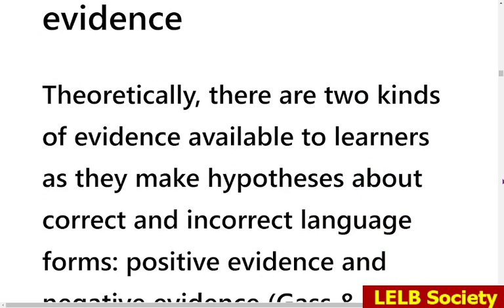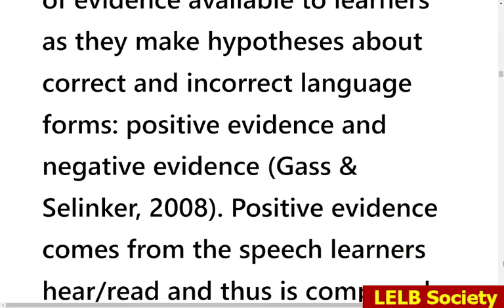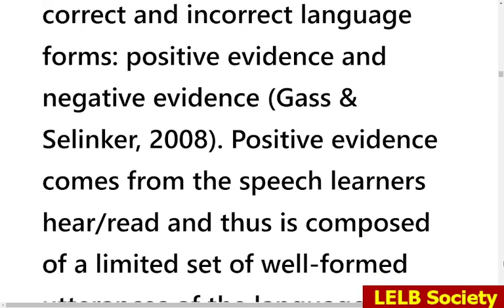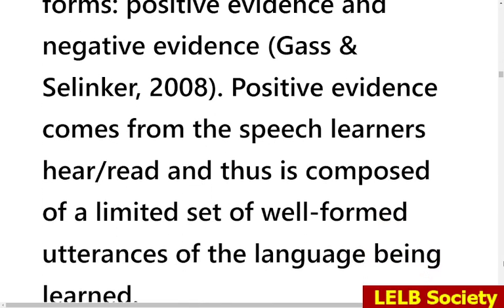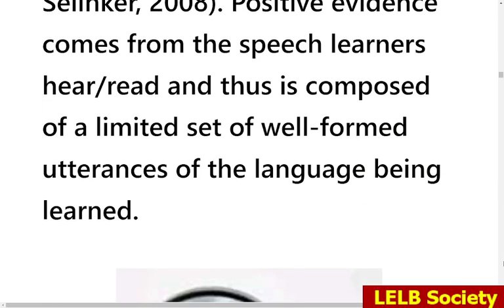Positive and negative evidence. Theoretically, there are two kinds of evidence available to learners as they make hypotheses about correct and incorrect language forms: positive evidence and negative evidence. Gass and Selinker, 2008. Positive evidence comes from the speech learners hear or read, and thus is composed of a limited set of well-formed utterances of the language being learned.